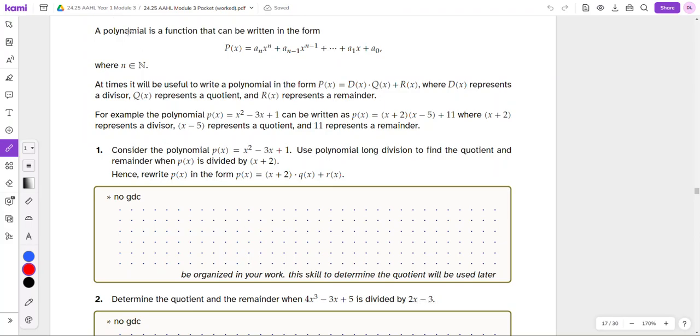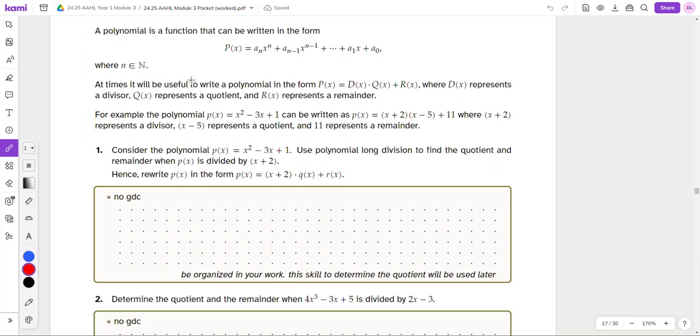linear polynomial. So recall that a polynomial is simply a function that can be written in this form where we have a sub n x to the n plus a sub n minus 1 x to the n minus 1 all the way down to a sub 1 x plus a sub 0, where these n's are non-negative integers. So we could say that those exponents are not negative and not fractions, so we can say they're natural numbers.